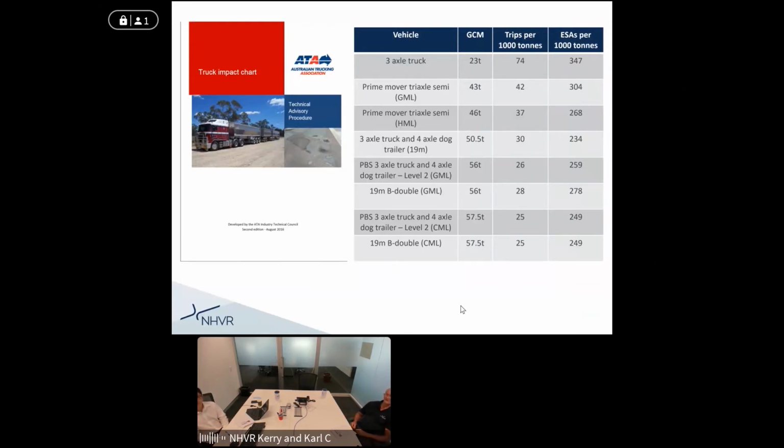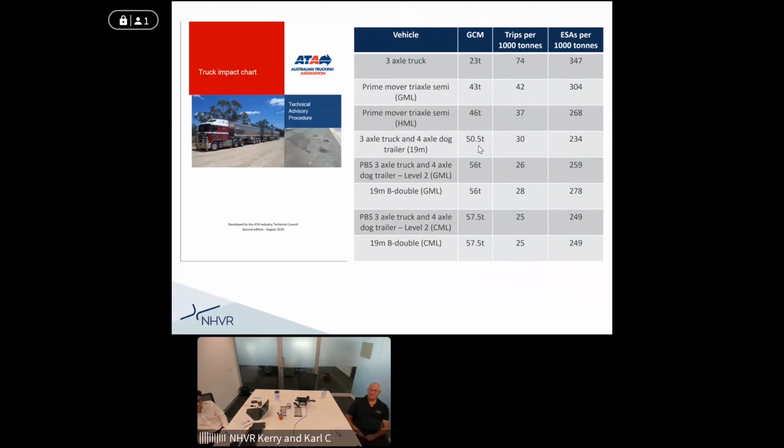So basically, going from the top, if I did the same freight task with the 3-axle truck, I need 74 trips to move 1,000 tonnes, and I do 347 ESAs, equivalent standard axles, of pavement wear during that time. If I go to a semi at GML, I get 42 trips, 304 ESAs per 1,000 tonnes. At HML, I reduce my number of trips down to 37 and 268. So I'll go to 50.5 tonnes for axle truck and dog, be it PBS or prescriptive. We get down to 30 trips and 234 ESAs.